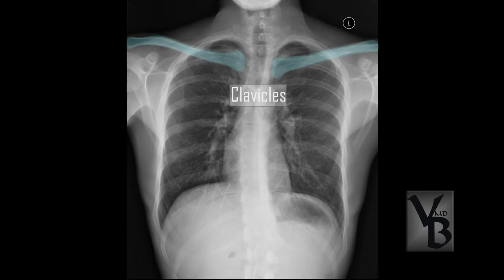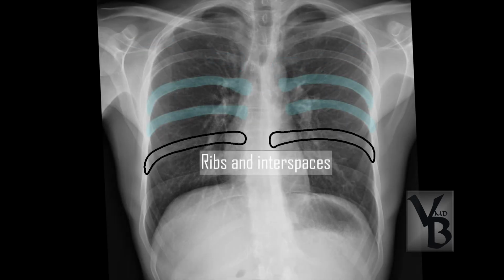Beyond the hemidiaphragms and the upper abdomen, we need to look at the chest wall. Superiorly, we have the clavicles, where we need to look at the margins of the clavicles for any contour abnormality, any bony lesions, etc. Follow the anterior and posterior ribs on either side. Look at the bony contours. Also look at the interspaces. Are the interspaces on either side symmetrical?